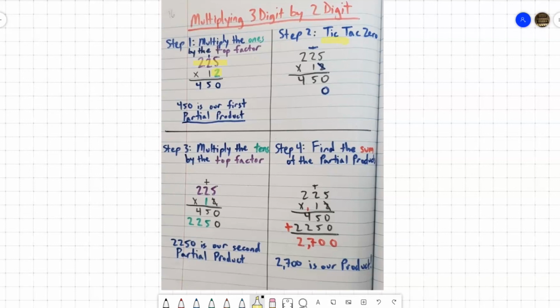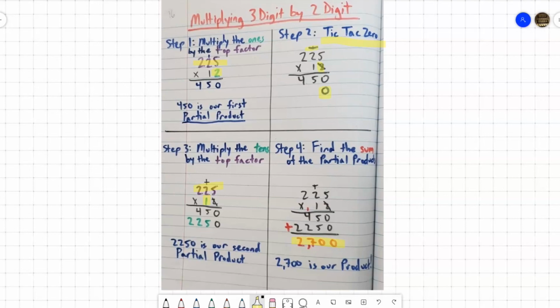Step 2, Tic-Tac Zero. So Tic-Tac, add my 0. Step 3, multiply the tens place. So this place here by the entire top factor, and that gets us our second partial product. And then step 4, I just find the sum of my two partial products. I just add them together, and then I'm able to get my final product or my answer to my multiplication question.